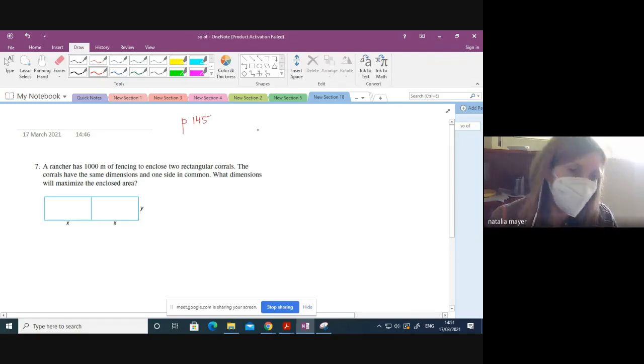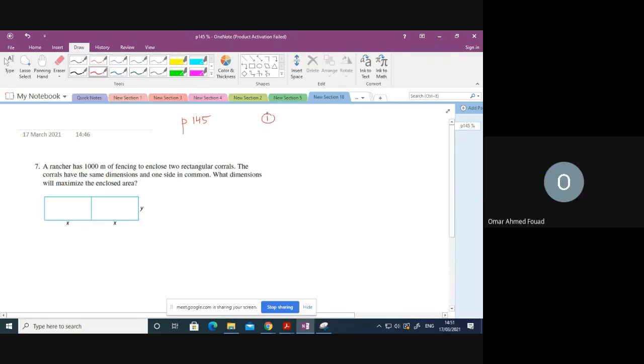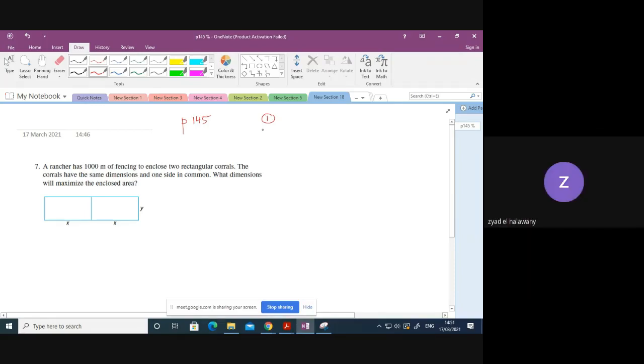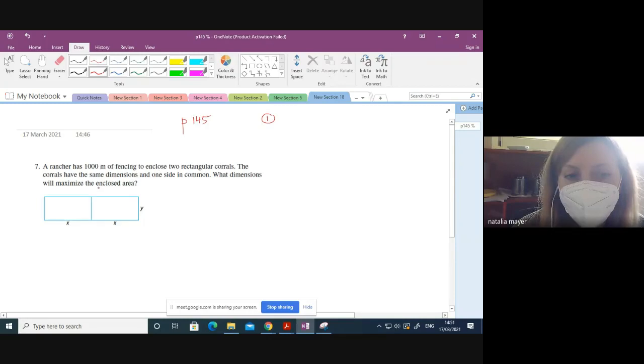Okay. So my question is, what is the first step of the algorithm? We check and determine what we need to optimize. So what do we need to optimize here? The area. Why perimeter? Look, it says maximum of the enclosed area, right? So we are optimizing the area.